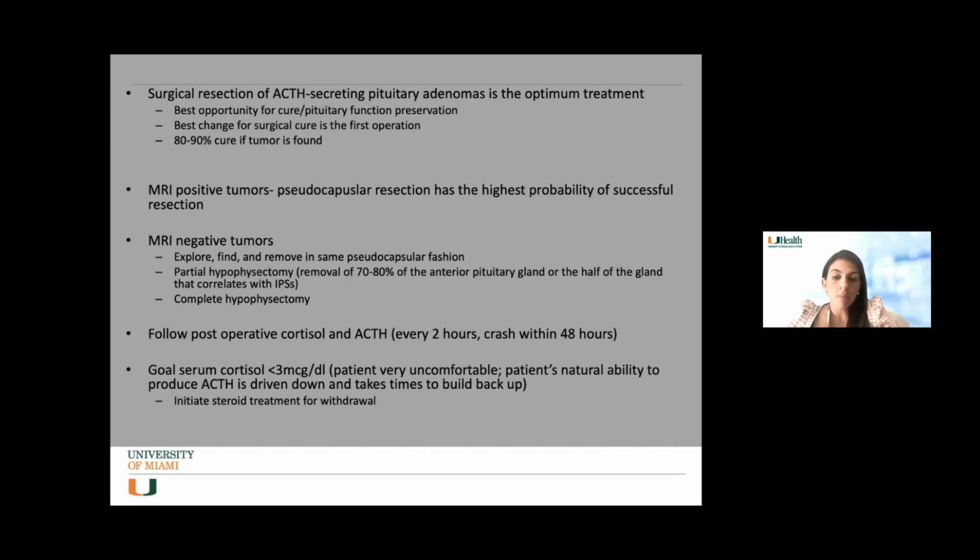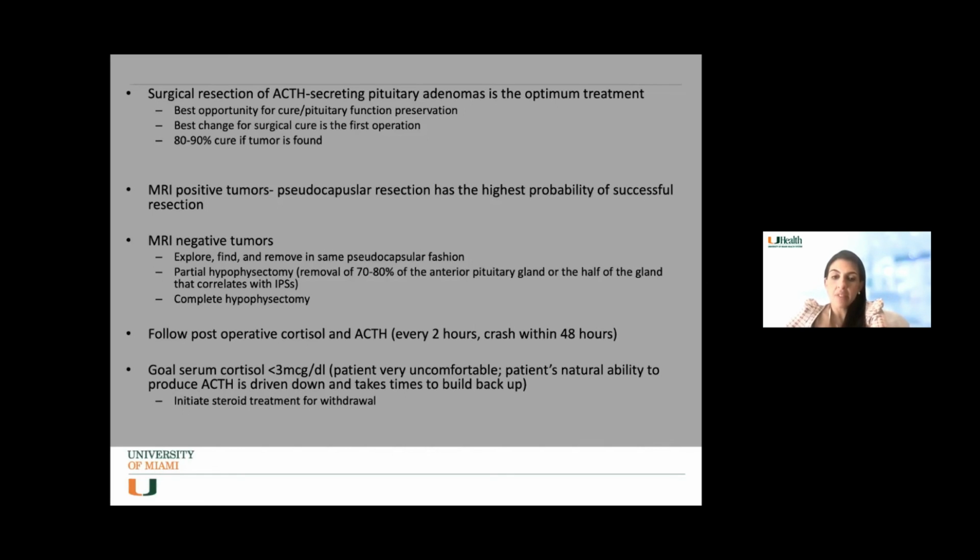Once you've done the resection of either your microadenoma or your gland or your partial hypophysectomy, you want to follow your postoperative cortisol and your ACTH. You're going to get a crash usually within 48 hours. You want to follow this closely, every couple hours or so. And once they get down to a serum cortisol of less than 3, they really do get uncomfortable.